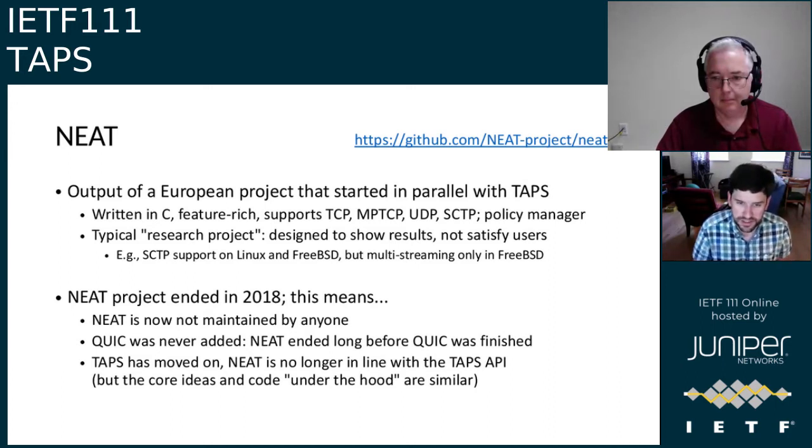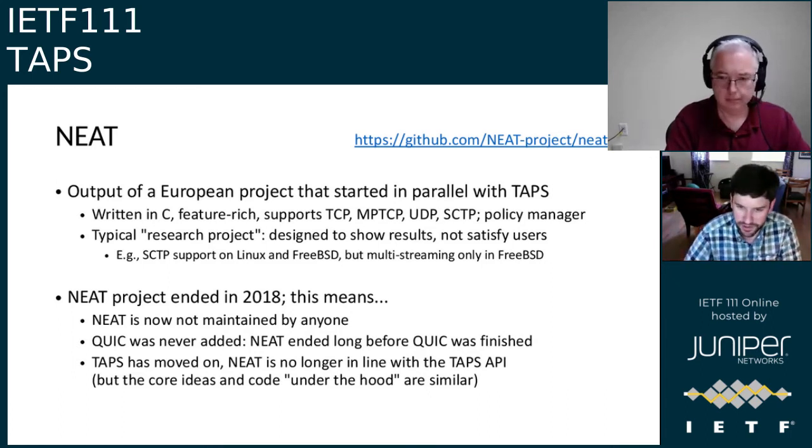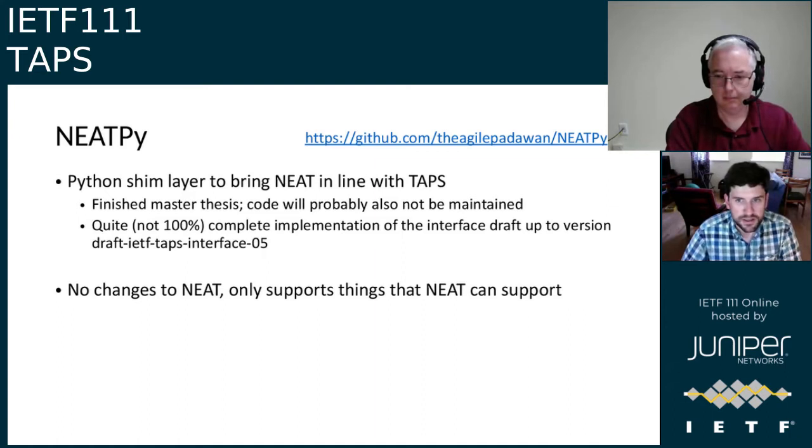Since 2018, the TAPS API surface has evolved, and we worked on the documents. So the core bits of NEAT are not fully in line with the current API, but in spirit, it is very much the same. Next, we have NEAT PI, which is a Python shim layer on top of NEAT that's using the engine of NEAT, but making it more like what the current TAPS API is and exposing that in Python. This was also an academic project and a snapshot of that. This highlights that NEAT had at its core a lot of the functionality that TAPS still maintains.